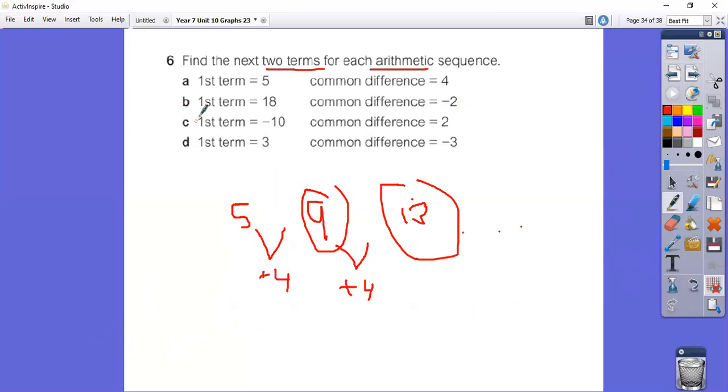So again, remember to write the answers with your workings in your books, so I can clearly see you've understood, you know what you're doing, and you're feeling confident. Moving on to question 7.